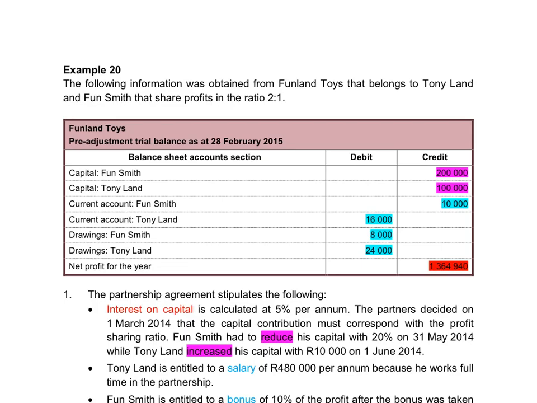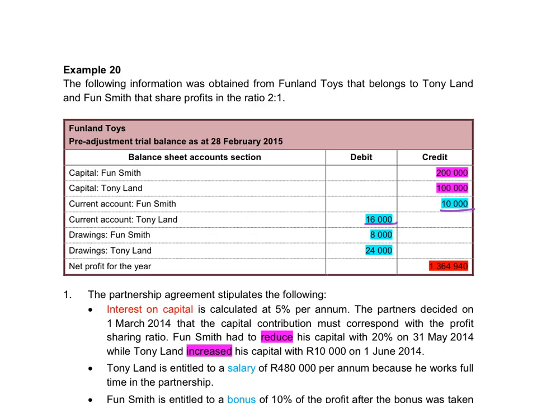If we look at the current account of Fund Smith, he had a credit balance at the beginning of the year. So that means the end of the previous year, he didn't take all the money he was entitled to, and the business actually owes him money. The current account of Tony Land has a debit balance, indicating that he took more money the previous year than he's entitled to, so he owes money to the partnership.